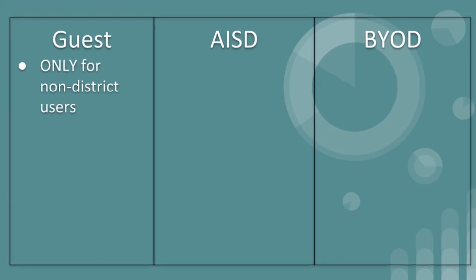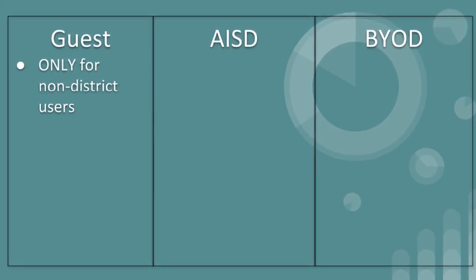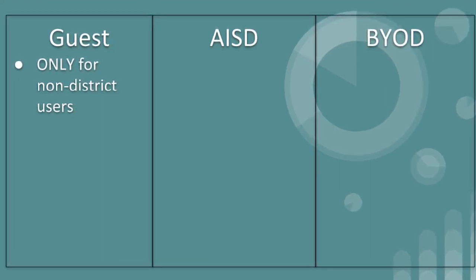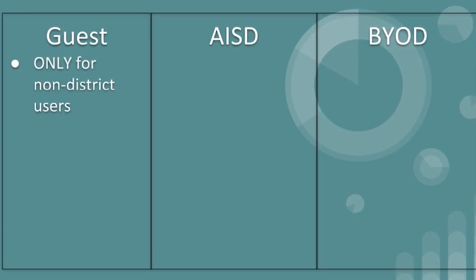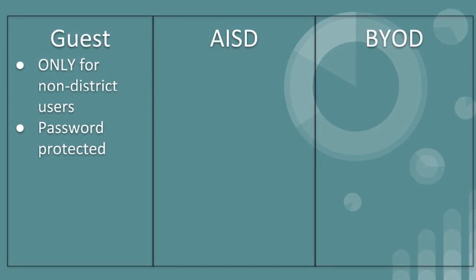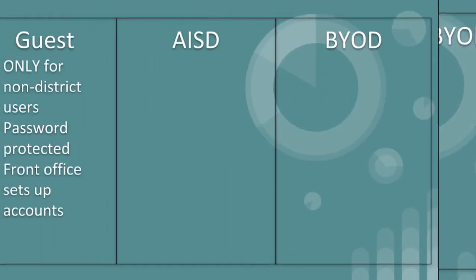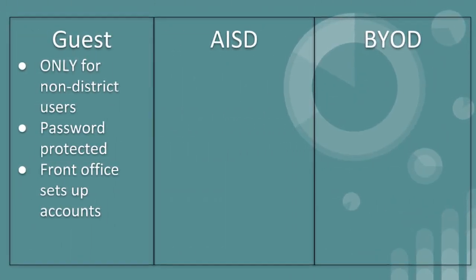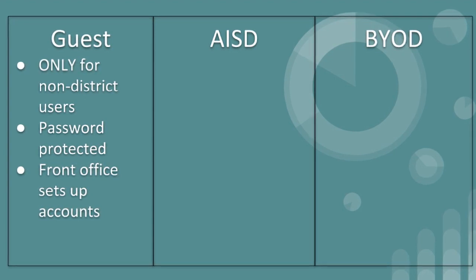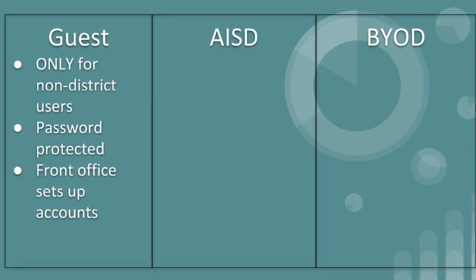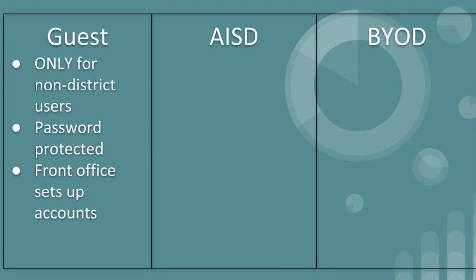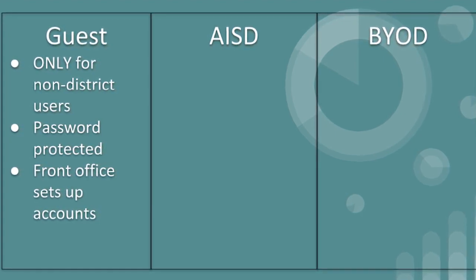Let's take a quick look at the guest network first. This network is only for non-district users. That means teachers and students will never have a need for the guest network. This network is password protected, and the front office of your campus will have to set up an account for you to use this. This is really intended to be used for guest speakers or vendors, anyone from outside the district who comes in and has a need to connect.